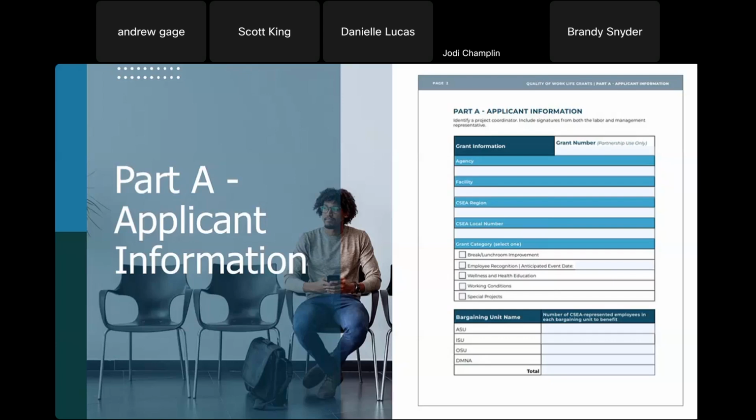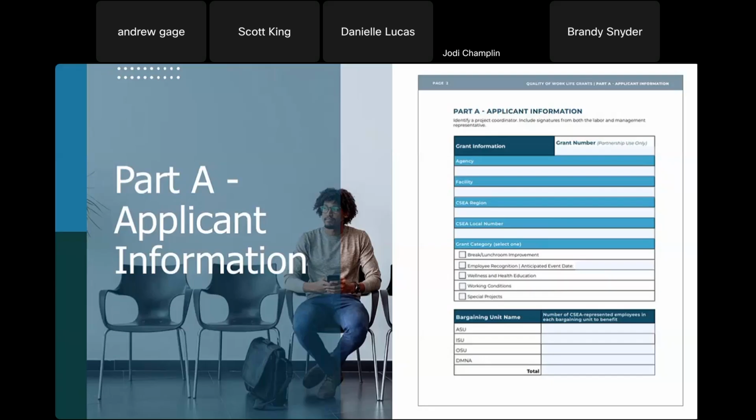Can you submit multiple grant applications per year? So you could submit one grant application per category per year. If there's not any more questions, I'm going to move on.